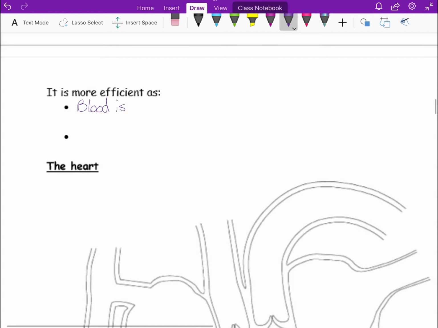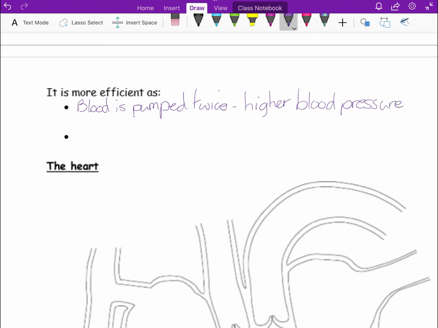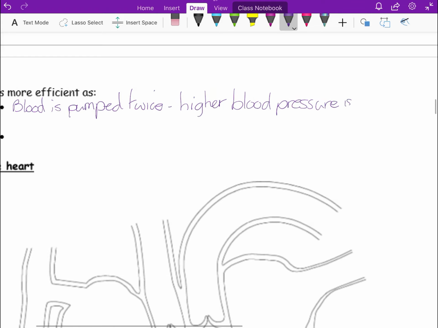Thinking then a little bit about specifically the structure of the heart, and about why the heart is so efficient with this double circulatory system again. Because blood is pumped twice, a higher blood pressure can be maintained throughout the entire route of the blood all the way around the body.